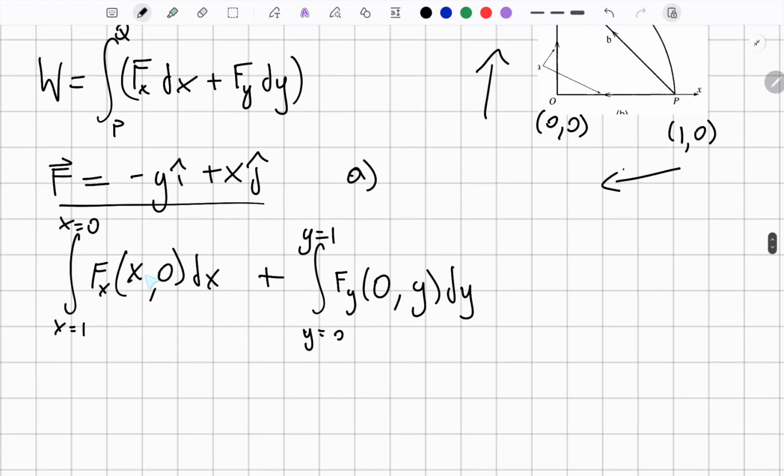Now, if you look really closely, you can quickly see that we're going to plug in 0 as our y value for our x force. We're going to get 0, so this is going to turn into a 0. We're going to plug in 0 for our x value for our y force. This is also going to be 0. So the work for this first path is 0.